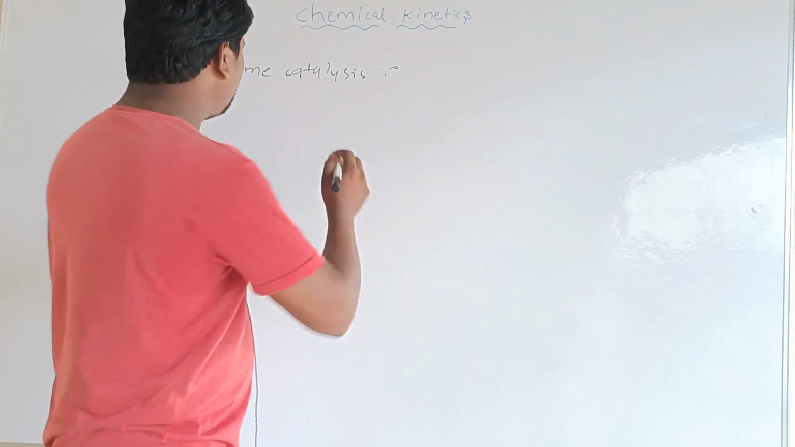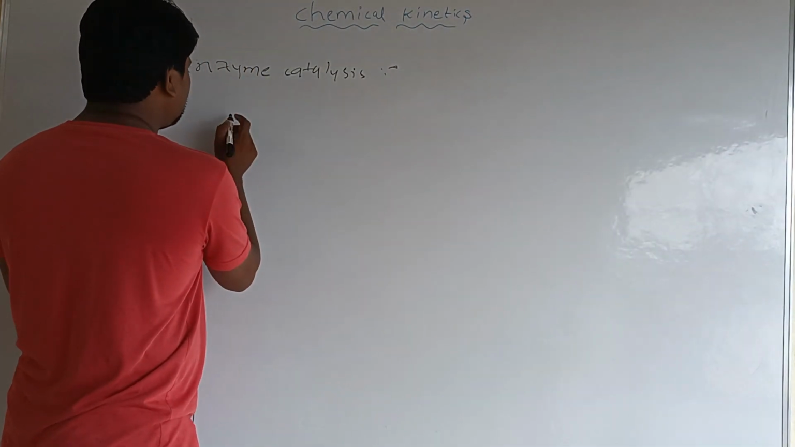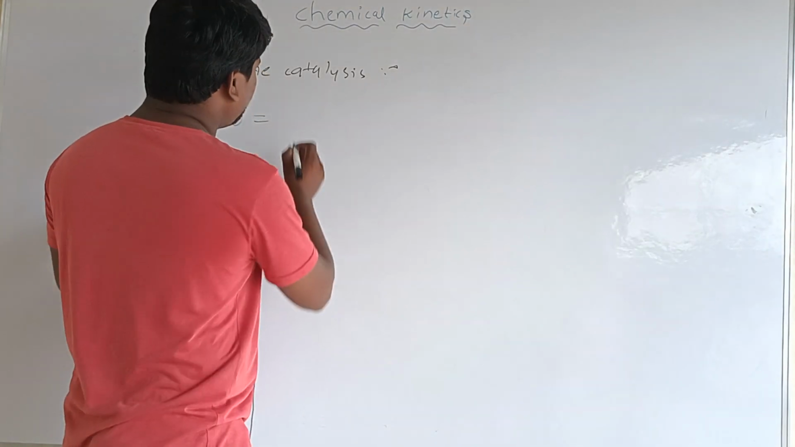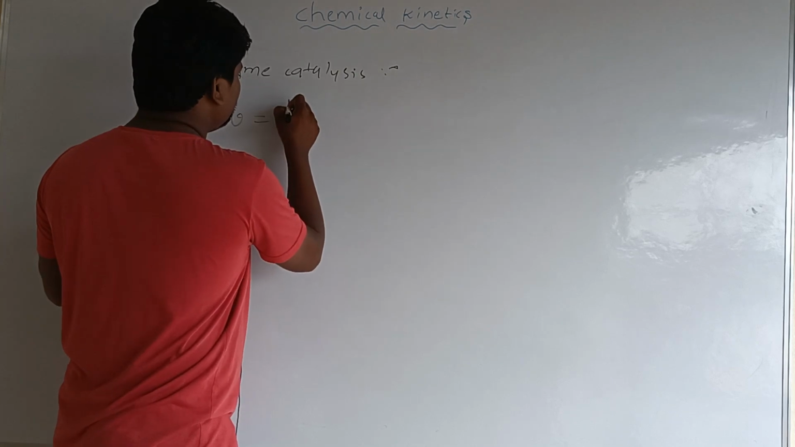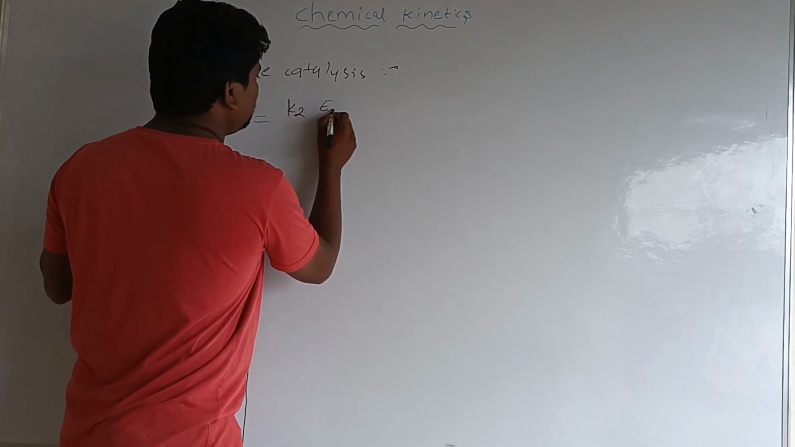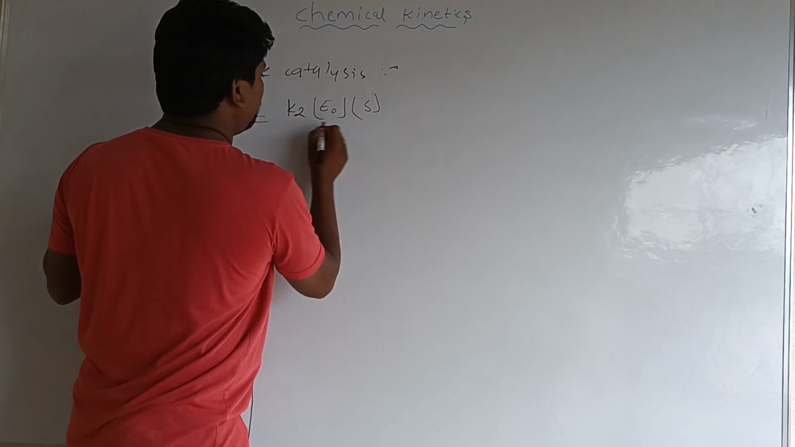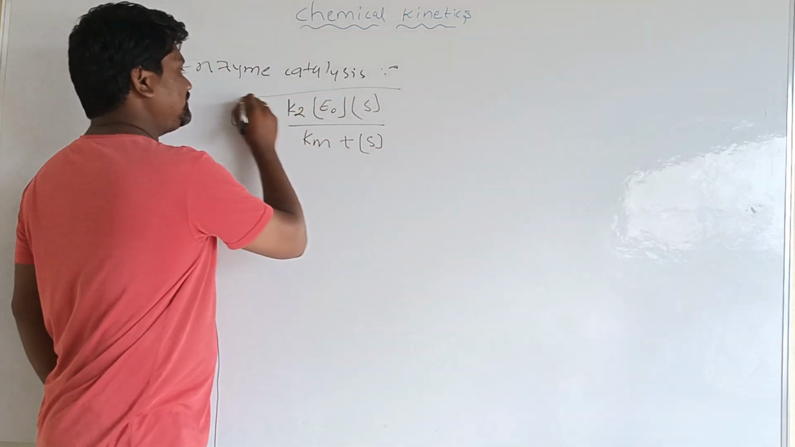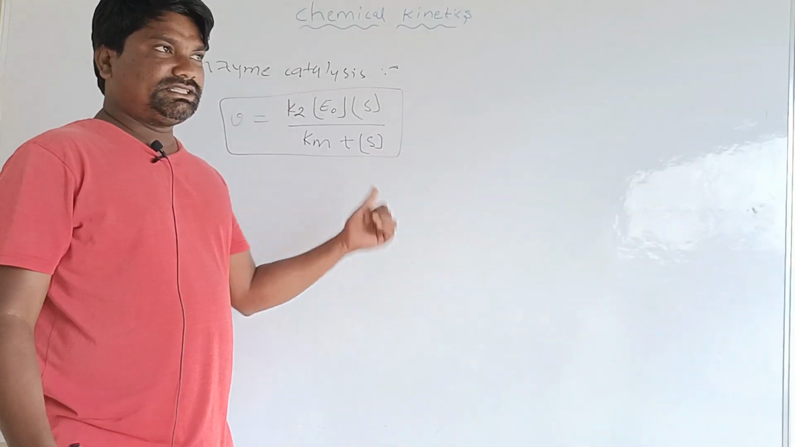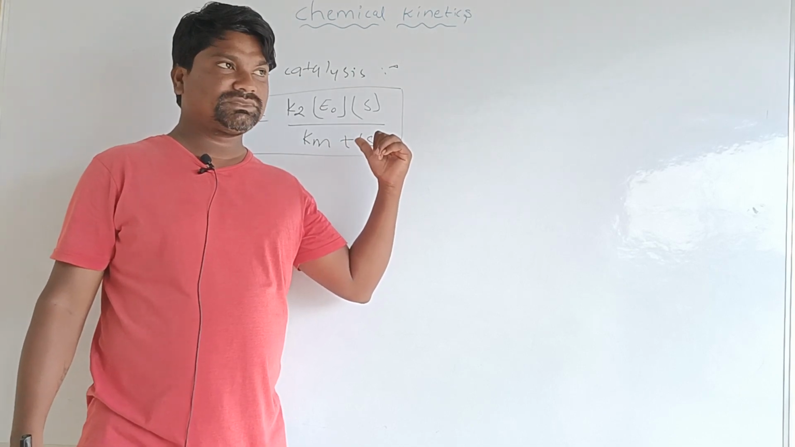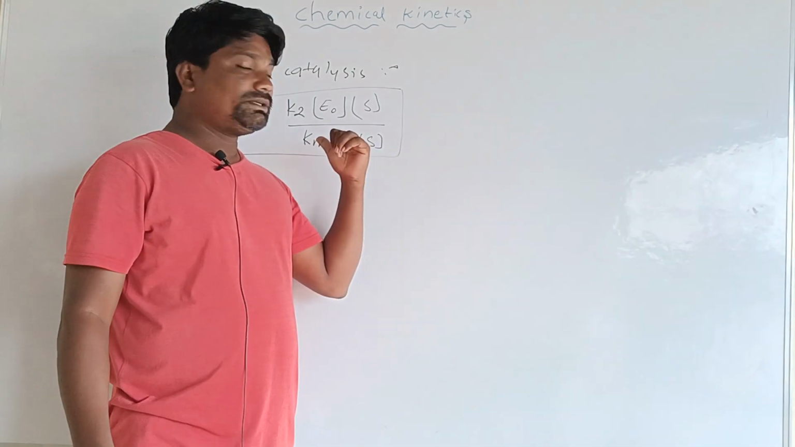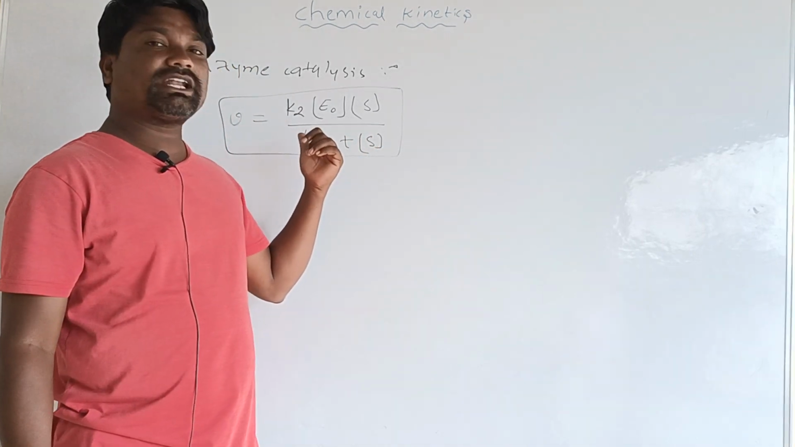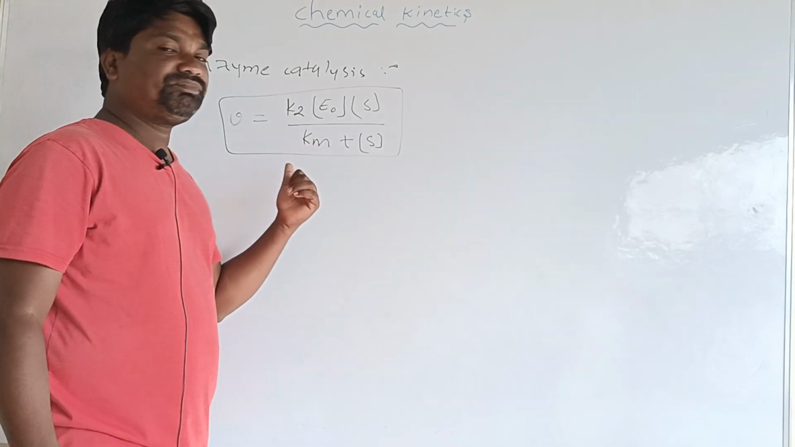What is the rate of reaction for enzyme catalysis? It is nothing but mu is equal to K2 into E naught into substrate by Km plus S. This is the equation for the rate of reaction, or velocity of the reaction, for enzyme catalysis.